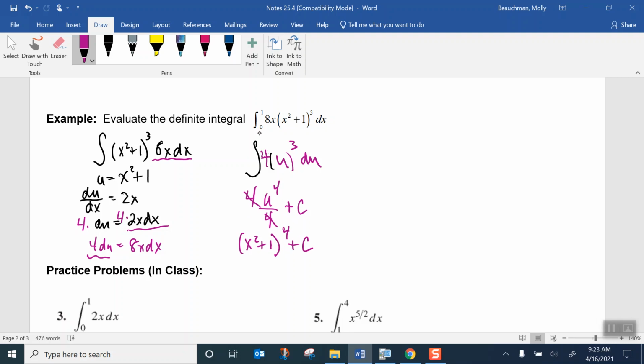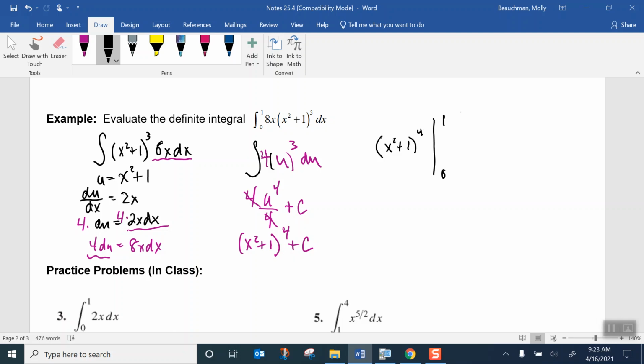We want to evaluate this now as a definite integral, the area underneath this curve from 0 to 1. So we take our x squared plus 1 to the fourth, and we're going to evaluate that at 1 and at 0, and then subtract our two values. Again, we can ignore the c in the indefinite integral because when we subtract, they'll cancel each other out.